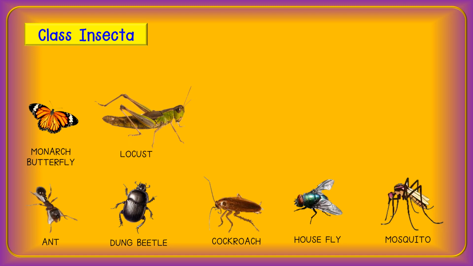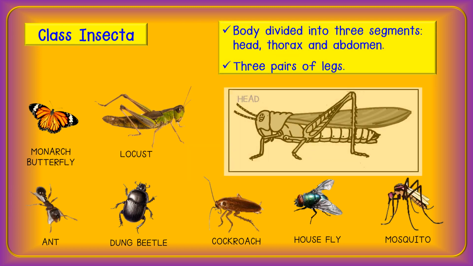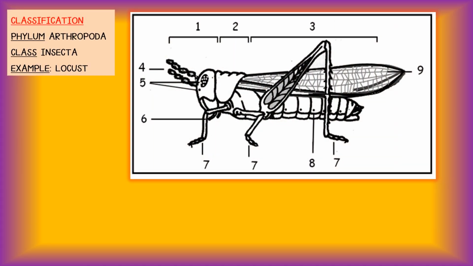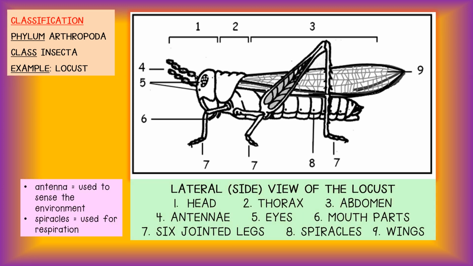Class Insecta, or the insects. There are more insects on planet Earth than any other animal group. Here are some examples of insects. The insects have three body divisions: the head, thorax and abdomen, and three pairs of legs. A good example of an insect is the locust. Look at the simple classification of the locust. Study this diagram of the external structure of the locust body.